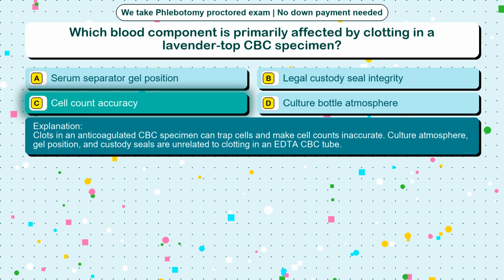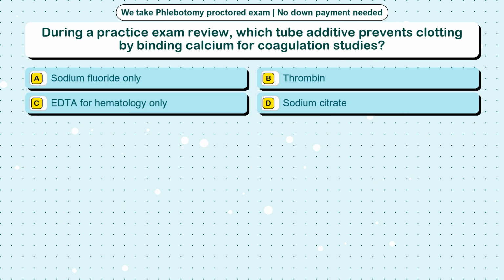Clots in an anticoagulated CBC specimen can trap cells and make cell counts inaccurate. Culture atmosphere, gel position, and custody seals are unrelated to clotting in an EDTA CBC tube. Question 78. During a practice exam review, which tube additive prevents clotting by binding calcium for coagulation studies? Option A, sodium fluoride only.